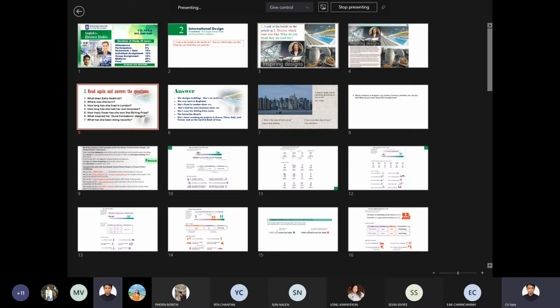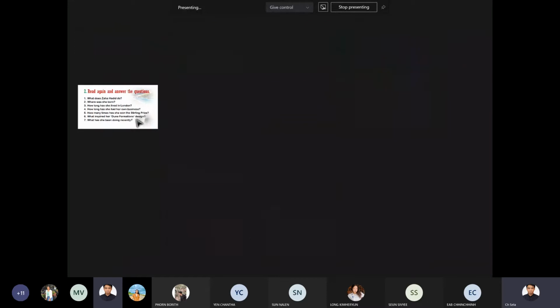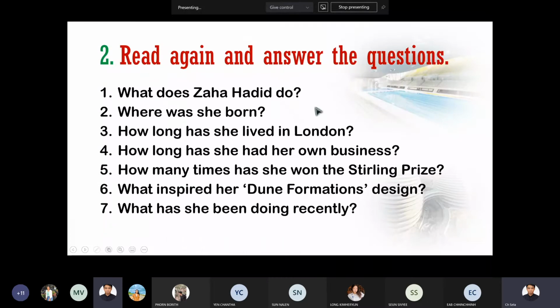So you need to read the article here again and answer question number 1 until number 7. If you don't have the textbook, you can go to your Telegram group. I already sent you the page and the reading. So please read and answer the questions. I give you 5 minutes, okay? So after 5 minutes we're going to check the answers together. Thank you very much. Please do it right now. Please write the answers in your notebook or in your textbook, no problem.